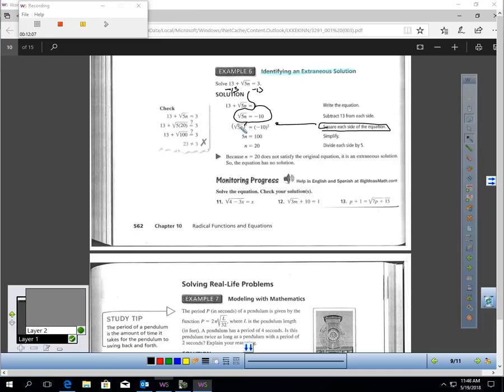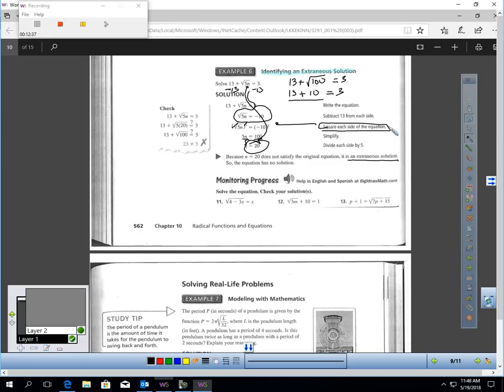So square cancels square root. 5n would equal negative 10 squared is 100. And I divide by 5, and I'm getting 20. Okay, let's check it. Let's plug 20 back up here. I would have 13 plus square root 5 times 20 is 100 equals 3. This turns into 13 plus square root of 100 is 10. Now think, does 13 plus 10 give me 3? No. Okay, so I know that 20 is extraneous.